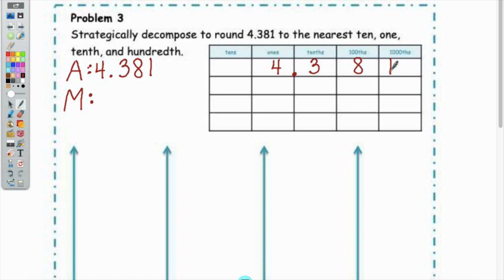And then I want to write it out in unit form, mostly in case you were gone yesterday. So that is 4 what? 4 ones. Good. 3 what? 3 tenths. 8 hundredths. And I'm going to abbreviate that because it looks like I'm going to run out of room. And 1 thousandth.